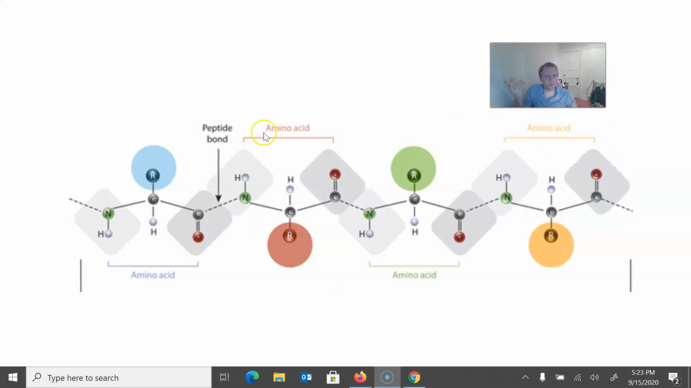Okay, this one's super simple. It says amino acid here, which again, you should know is the subunit of a protein. But again, if it didn't say amino acid, if it didn't say peptide bond, you would see these nitrogens here all chained together. Nitrogens chained together, that is a protein.